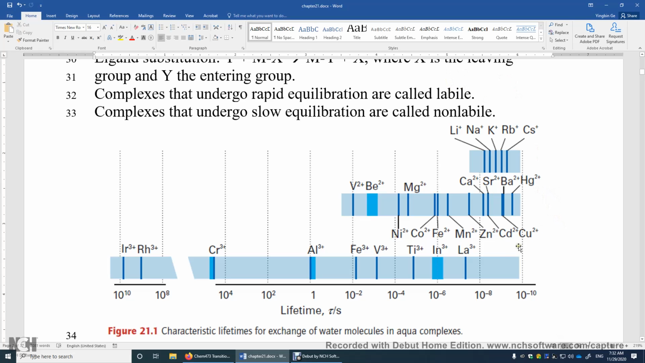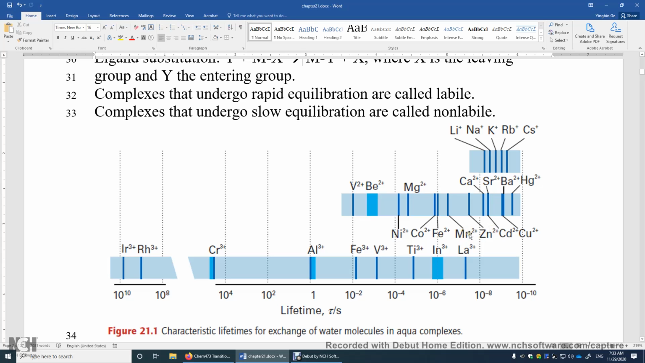Now let's look at zinc 2+ and cadmium 2+. If you look at these two, they are also quite labile with a short lifetime for exchange of water molecules. Again, for the same reason, they are both d10 structures, and that's why there's 0 LFSE. That's why they have a short lifetime for exchange of water.